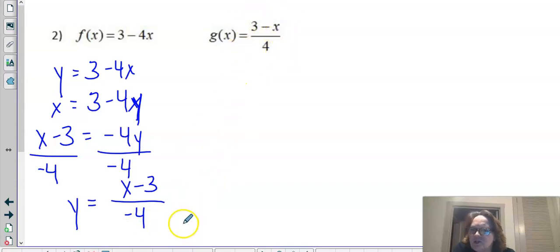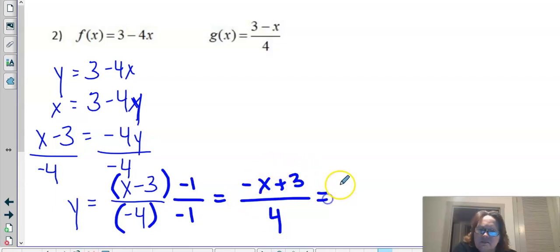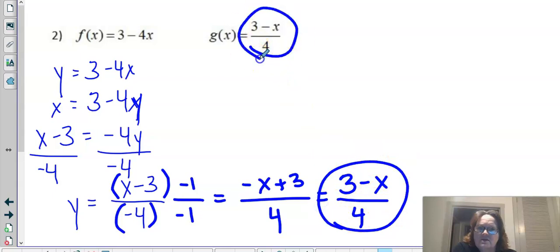Now this doesn't look the same, but what if I multiply it times negative 1 over negative 1? That's the same thing as multiplying times 1, since negative 1 divided by negative 1 equals 1. If I multiply negative 1 in the numerator and denominator, I would get (negative x plus 3) over 4. Well, negative x plus 3 is the same as 3 minus x. All I did was switch them over 4. So this and this actually do match. So my answer would be yes, they are inverse functions.